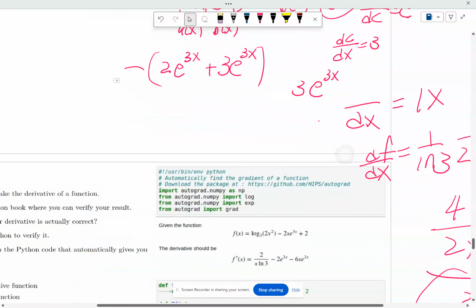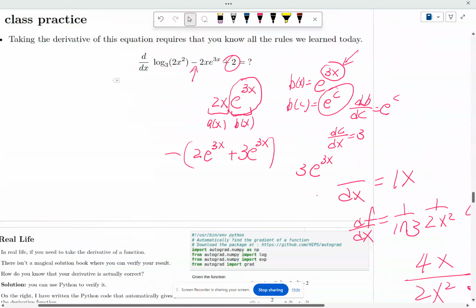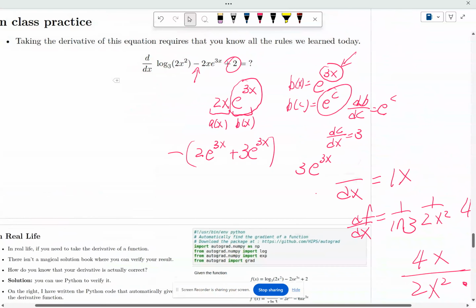Did I do this right? Oh, there's a 2. Yes, I missed something. So this right here has to multiply by 2x. Okay, one second. Let's do this again.